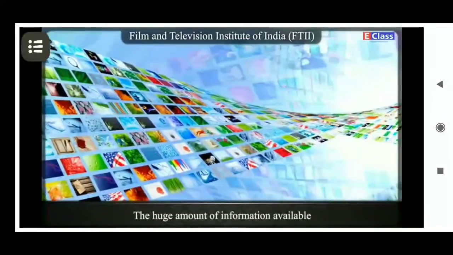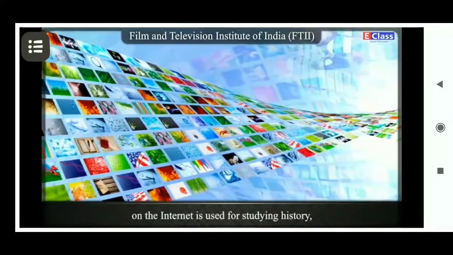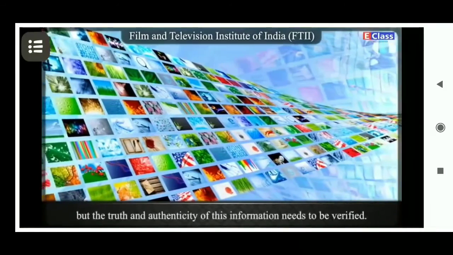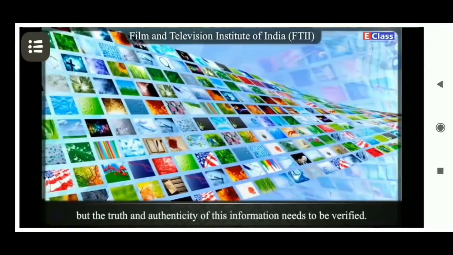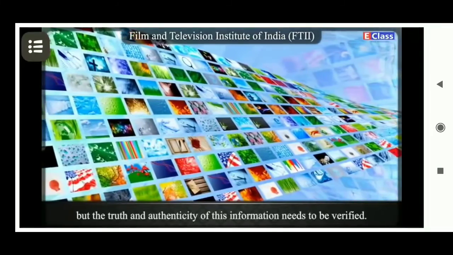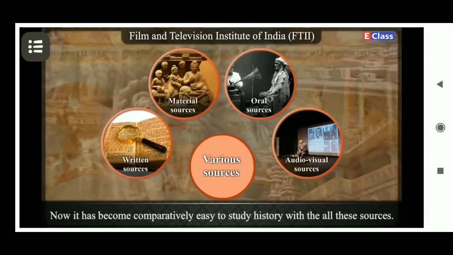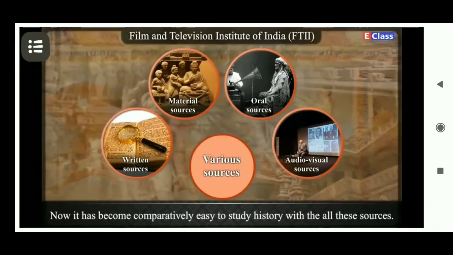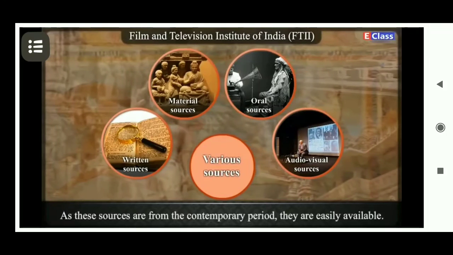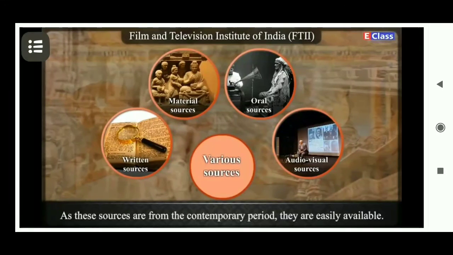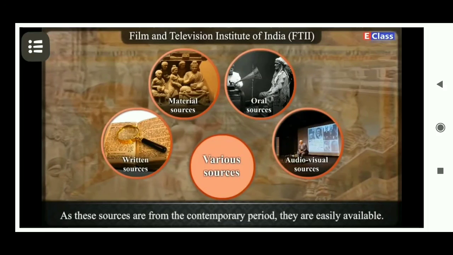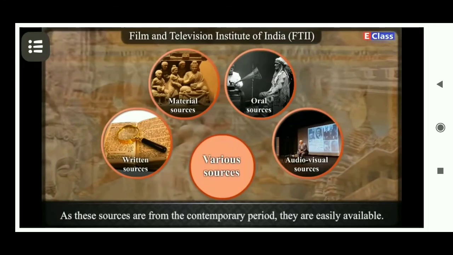The huge amount of information available on the internet is used for studying history. But the truth and authenticity of this information needs to be verified. Now, it has become comparatively easy to study history with all these sources, as these sources are from the contemporary period. They are easily available.